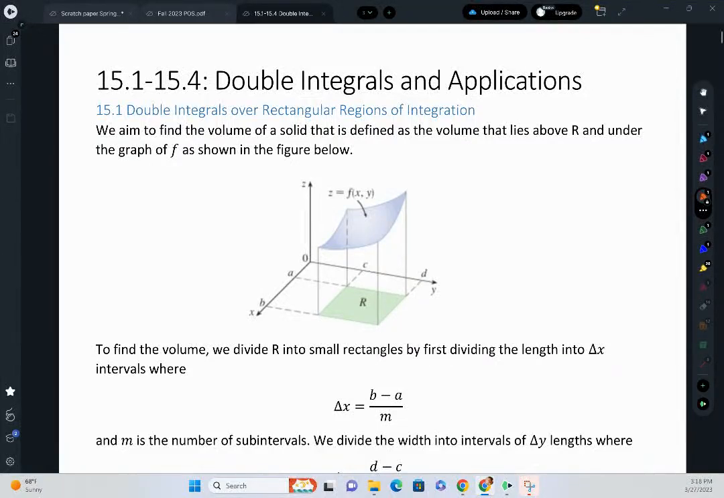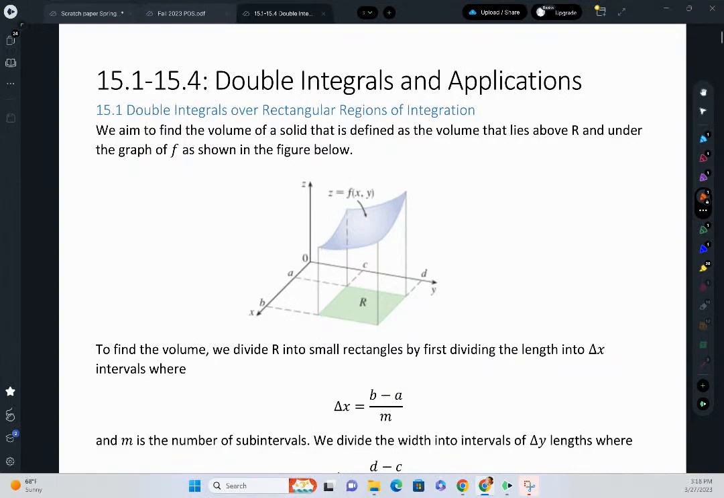Hello. This video today is going to start us off in chapter 15, where we're going to work with integrals of multivariate functions. So in Calculus 1 and 2, we learned how to integrate a single variable function, and that required just one integral. Now we're going to be looking at double integrals and triple integrals.